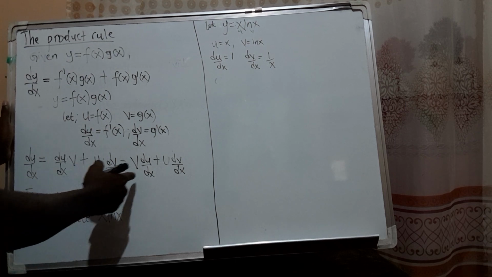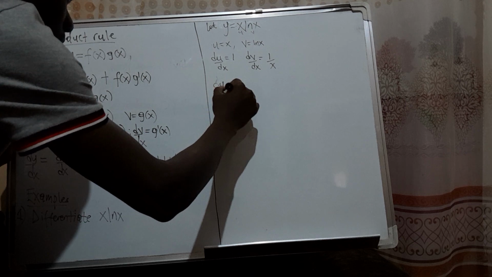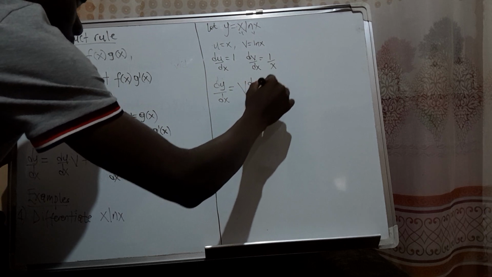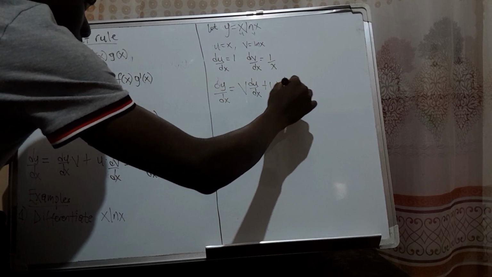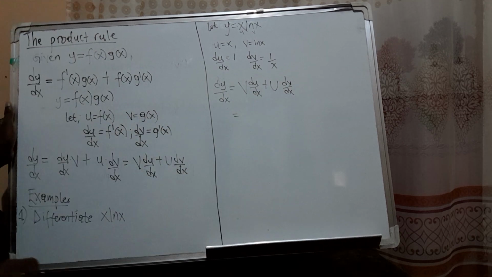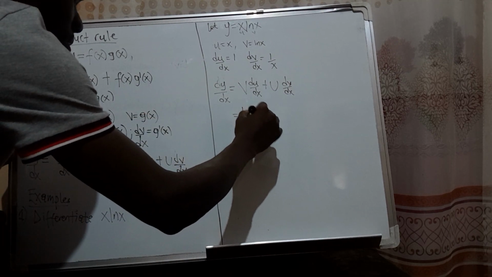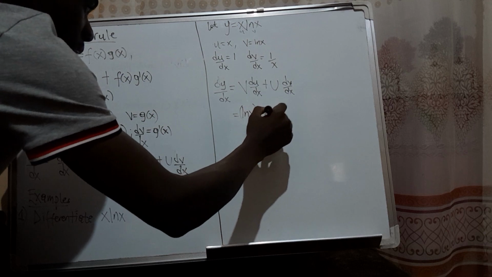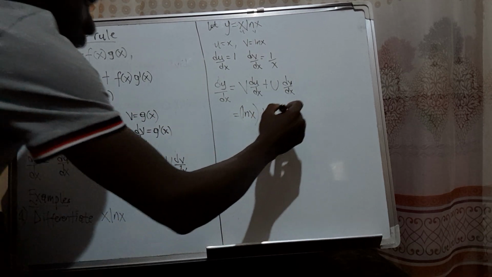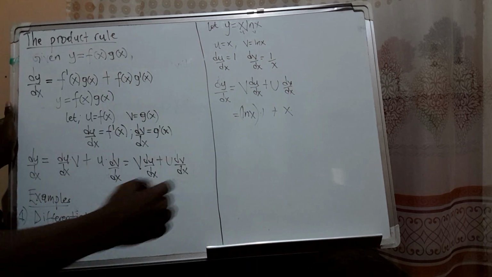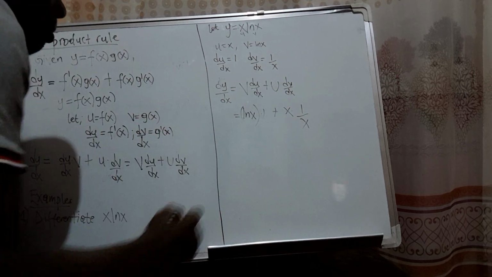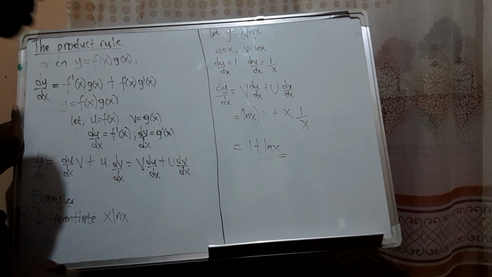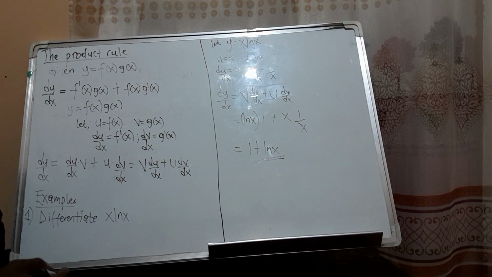Now you quote this algorithm, which is v du/dx plus u dv/dx. v is natural log of x times du/dx, which is 1, then plus u, which is x, times dv/dx, which is 1 over x. So this becomes 1 plus natural log x. Yes, so that's how we implement the product rule of differentiation.